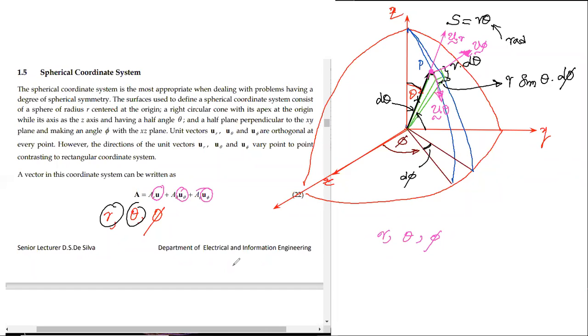In this coordinate system, you can see that with the support of these two angles and the length, you can express the position exactly. Therefore, if you want to write down a vector A with respect to the spherical coordinates, you can write it in this form.